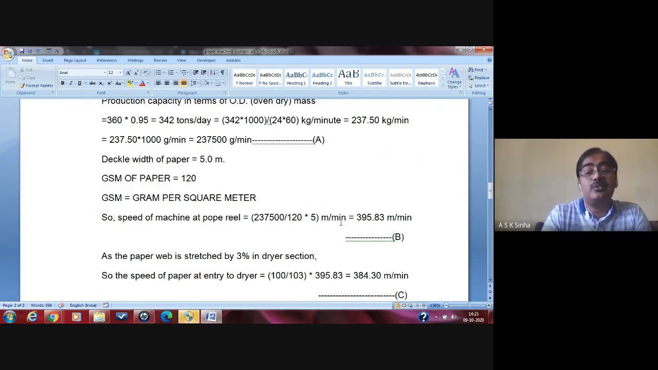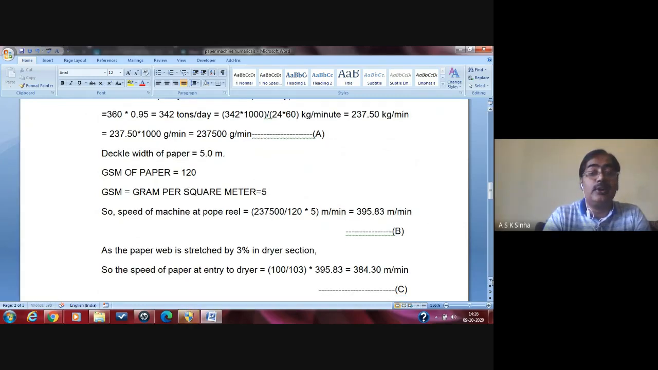Getting it? And that's why we are dividing it by 120 first of all, GSM, and then we are dividing by 5, that is the width of the paper. So mass flow rate divided by GSM divided by width, that will give you the velocity or speed of paper manufacturing, 395.83 meter per minute. So that is the point here.